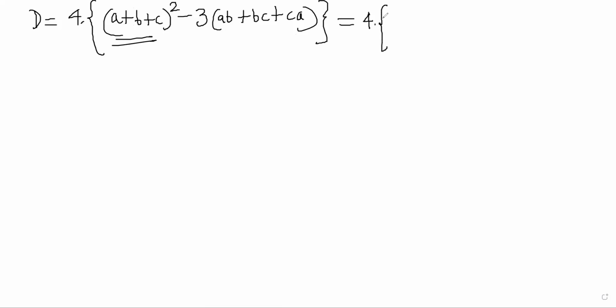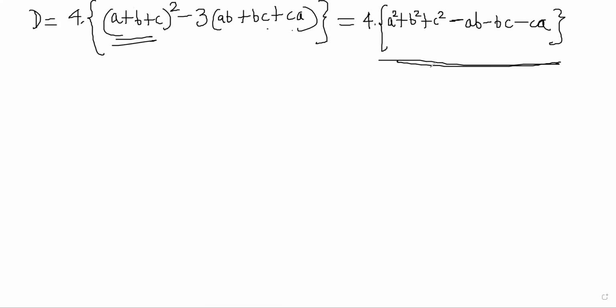Yeah. So you can write it as a square plus b square plus c square plus 2ab plus 2bc plus 2ca minus 3ab minus 3bc minus 3ca, right? So it will be just simply this. Great. So now there is a nice trick here which will tell you things.